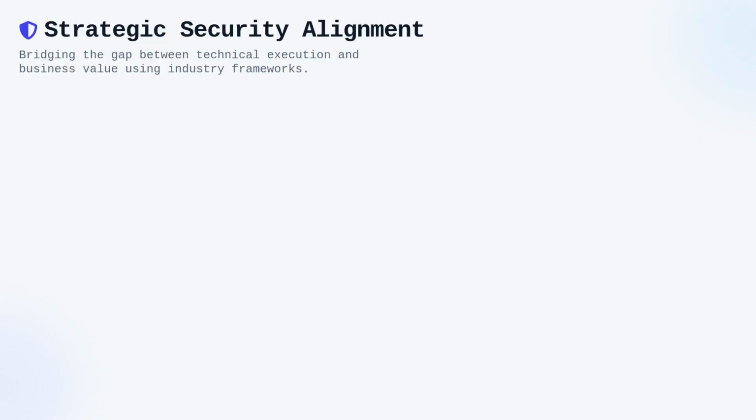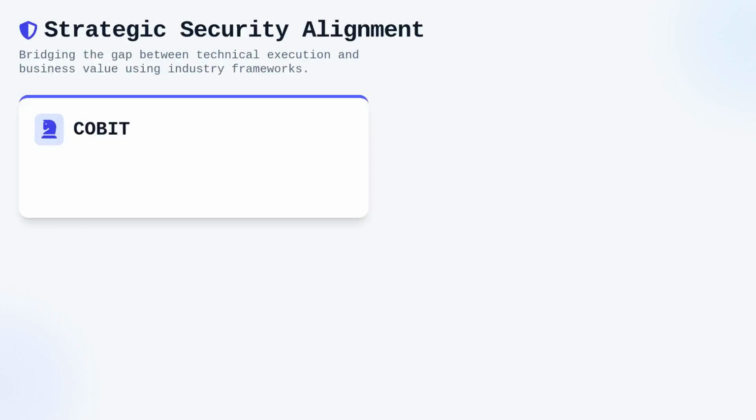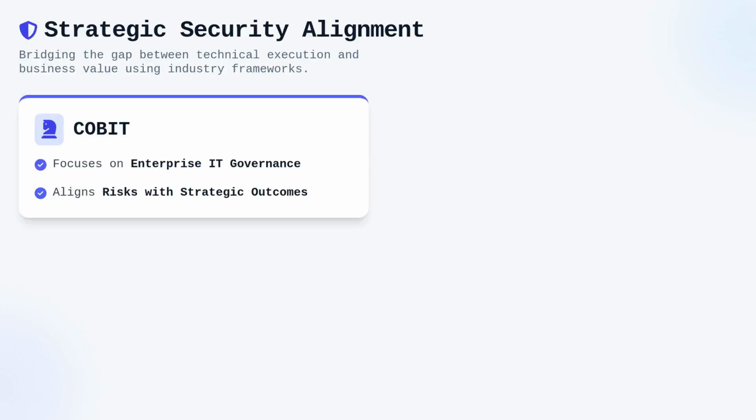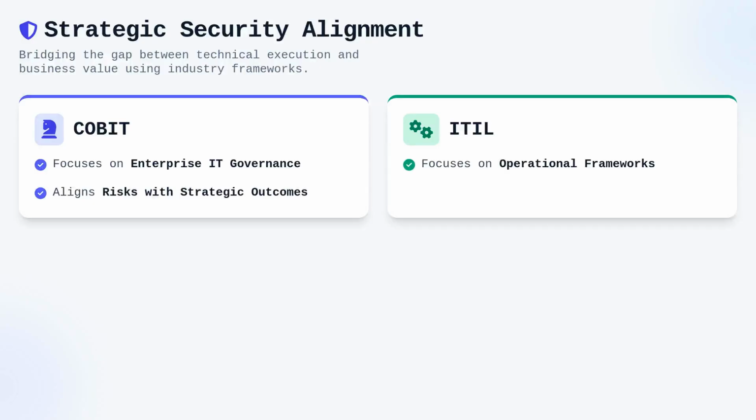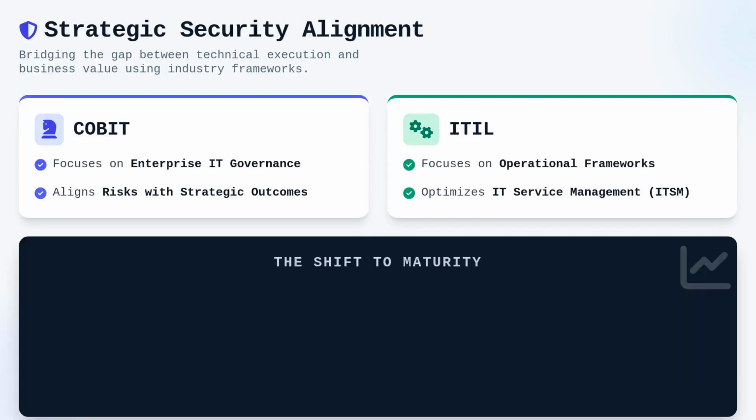Frameworks such as COBIT and ITIL provide the structural scaffolding necessary to align cybersecurity efforts with overall business goals. While COBIT directs its attention toward the governance of enterprise IT and the alignment of risks with strategic outcomes, ITIL offers an operational framework for service management. These frameworks are not merely administrative paperwork. They provide a common language for security teams to communicate with board-level leadership.